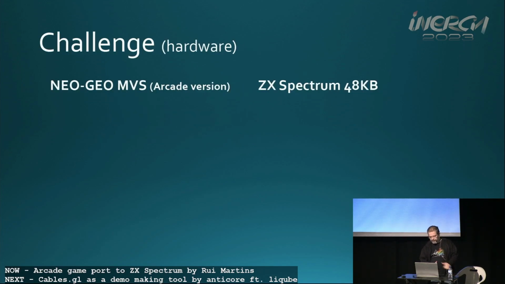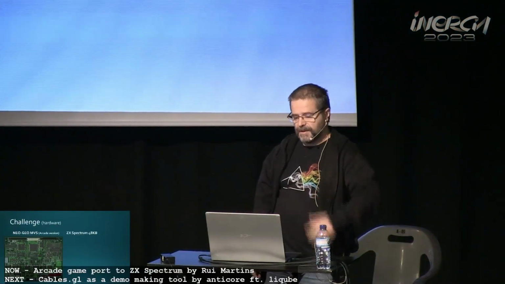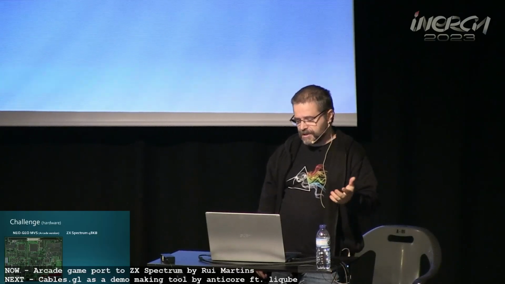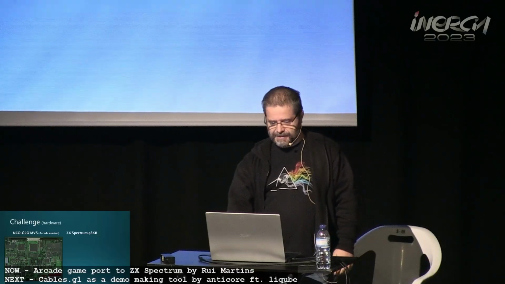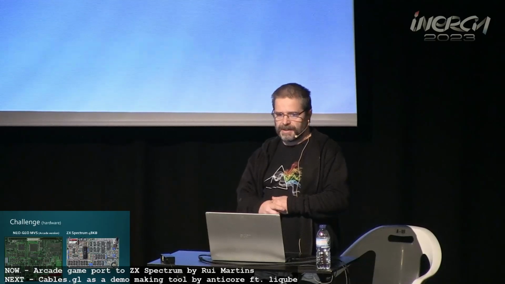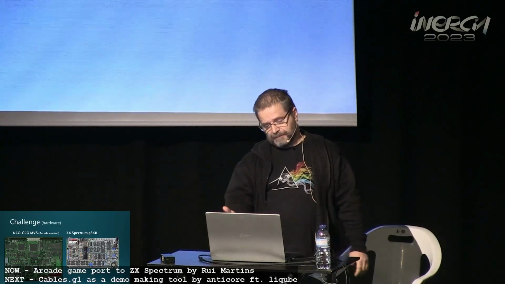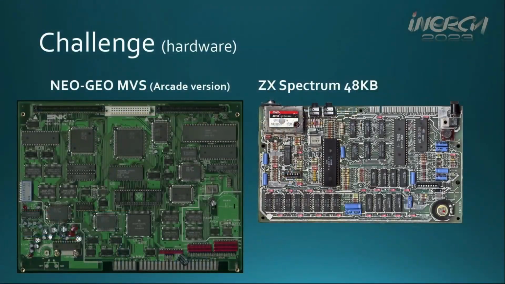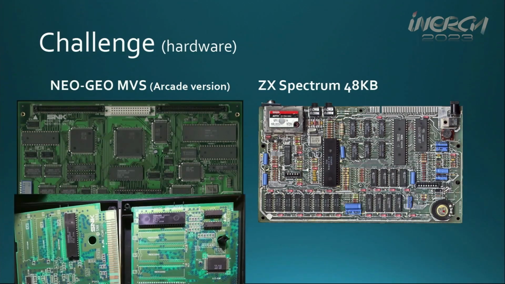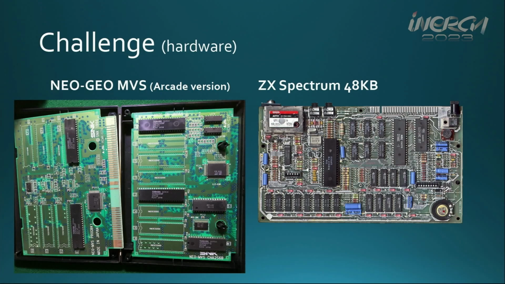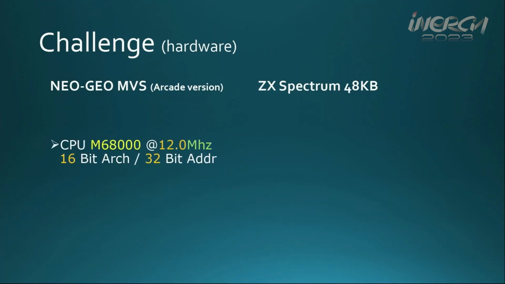So what are we up against? The challenge is basically we have the Neo Geo hardware, which has a lot of really large chips, against the ZX Spectrum 48K, which has just a dedicated chip in itself, which is the ULA, and the CPU. And then the Neo Geo still has cartridges with extra memory and ROM and all that. So it's a tough challenge.